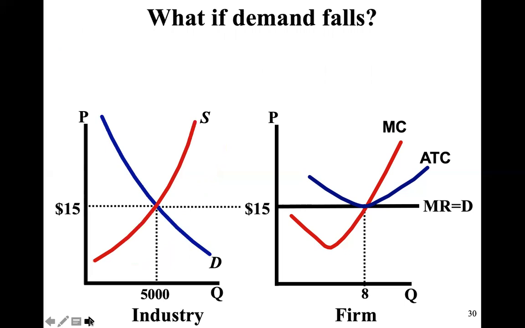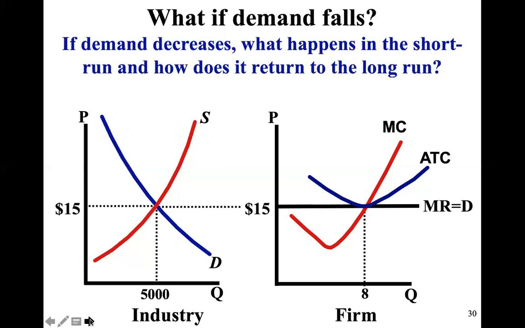So maybe some new studies come out saying that soybeans are bad for us, and this is the soybean market. So there's a decrease in demand for society. So what's going to happen in the short run, and then what's going to happen as we get back to the long run again? So again, these questions are from long run to long run.